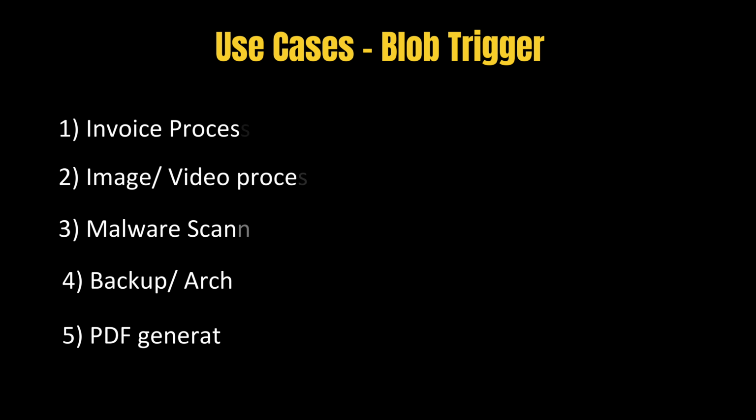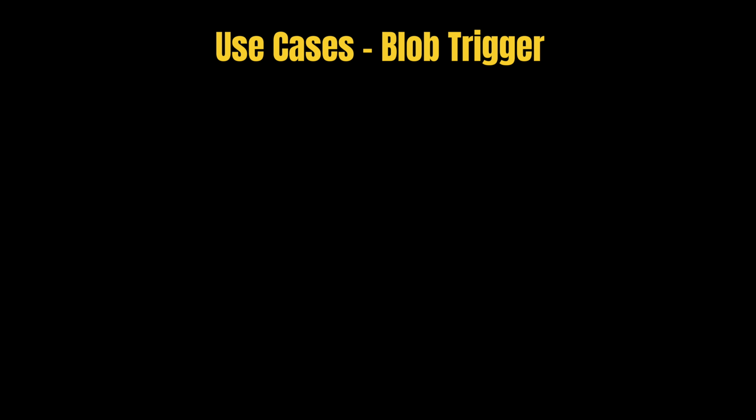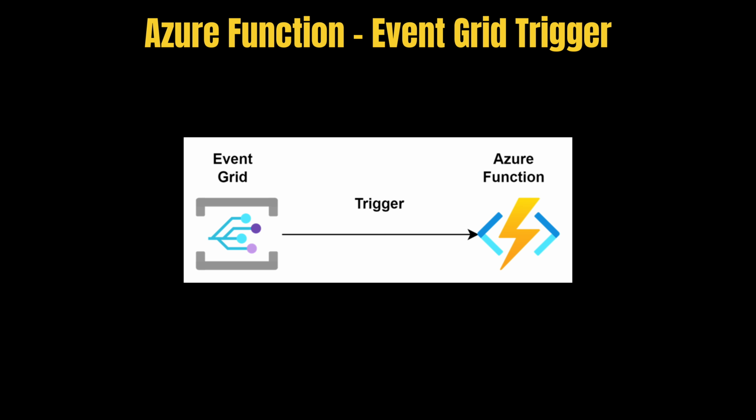So invoice processing, image or video processing, malware scanning, ETL pipelines, backup or archive, PDF generation, notifications, and AI ML workflows could be some of the use cases of this blob trigger. Let's move on to the next trigger, which is the fourth trigger, called the event grid trigger. So whenever an event is emitted in the Azure environment, through an Azure resource, a third party, or a custom trigger, you can have this event trigger respond to those events.